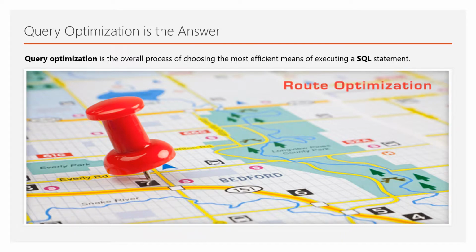Once again, the query optimizer, called simply the optimizer, is a built-in database software that determines the most efficient method for an SQL statement to access requested data. The optimizer attempts to generate the most optimal execution plan for an SQL statement. Thus, query optimization is the overall process of choosing the most efficient means of executing a SQL statement.